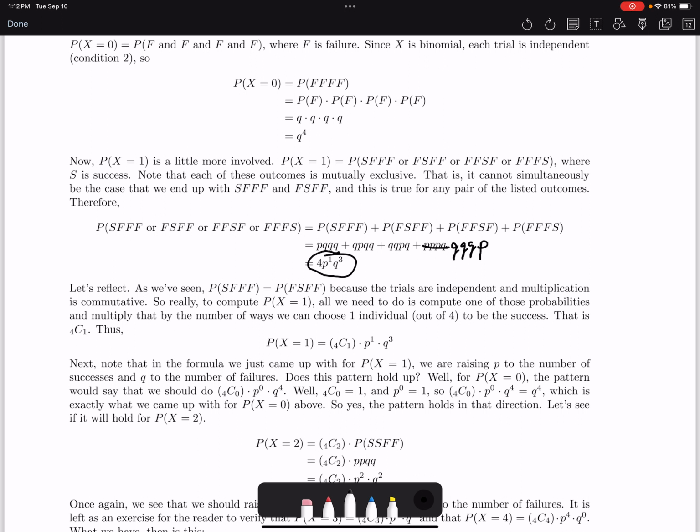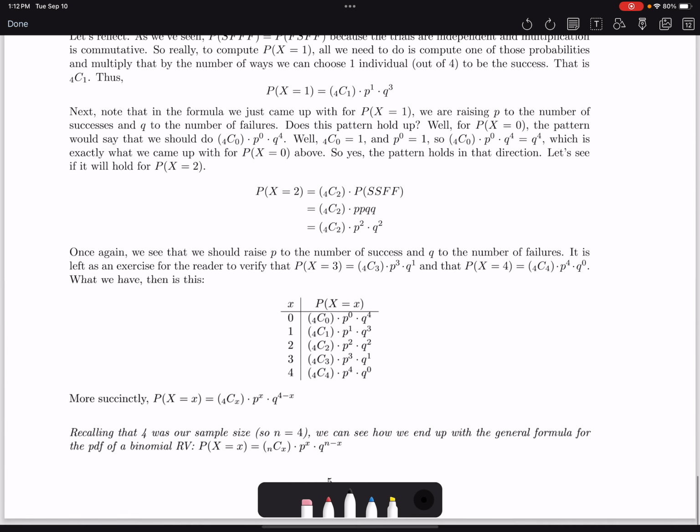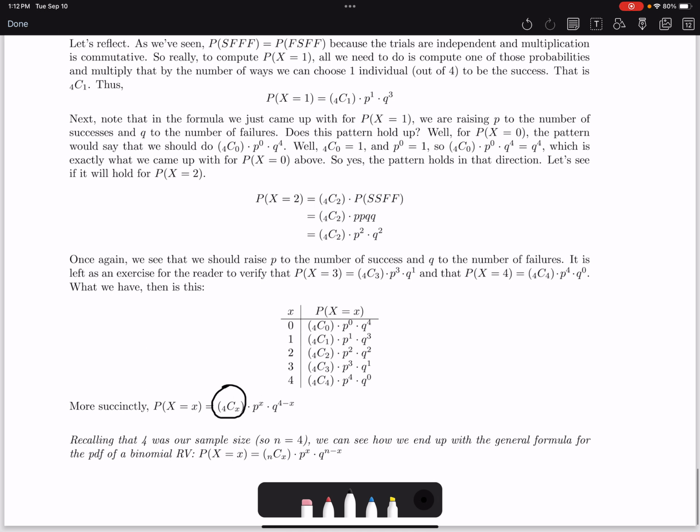Okay, so cutting to the chase, the moral of the story is this. If you want a certain number of successes, let's say X successes, then you need to figure out the number of ways that you can get X successes out of the 4 options. And that's exactly what 4 choose X does, going all the way back to 2.1. It says out of our 4 options, we're going to choose X successes. That's the number of ways that this can happen.